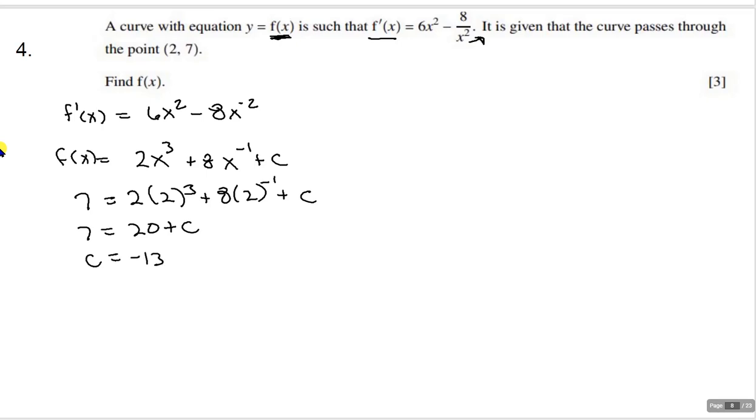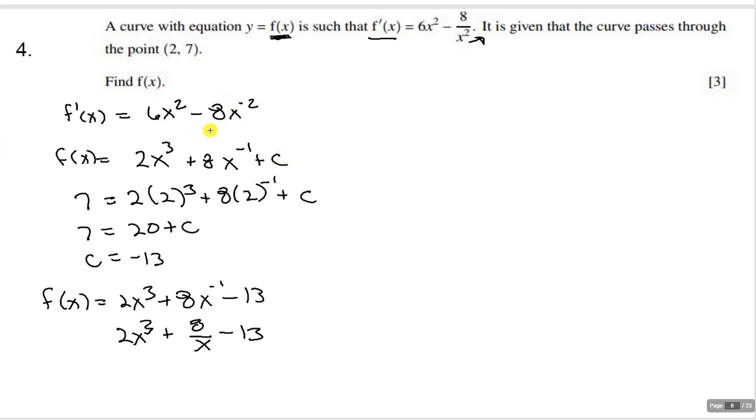So then keep in mind, the answer is not c equals negative 13. The answer is going to be f of x is equal to 2x to the third plus 8x to the negative 1, and then minus 13. And again, if you want to show off a little bit, go ahead and fix it. It shouldn't be a requirement. Okay, so that's how we go with that.